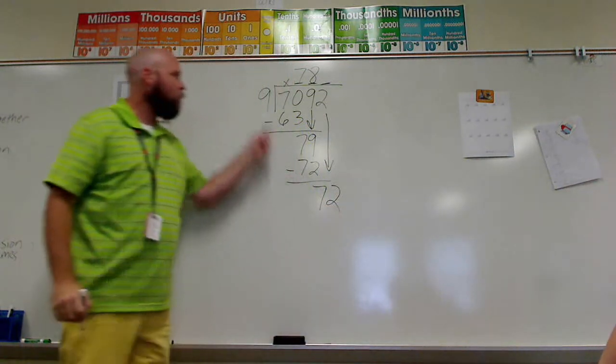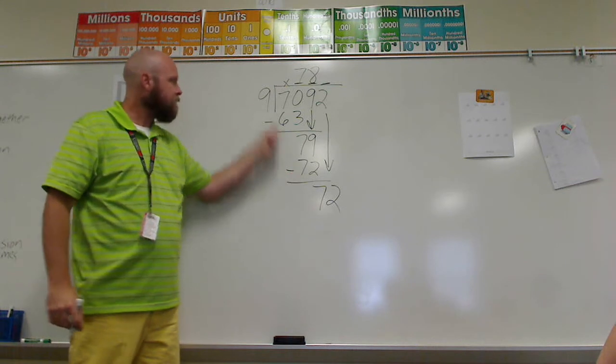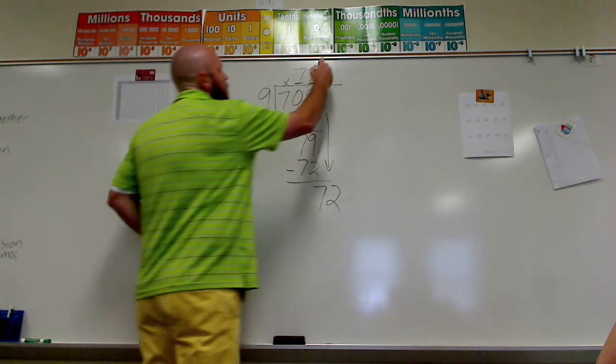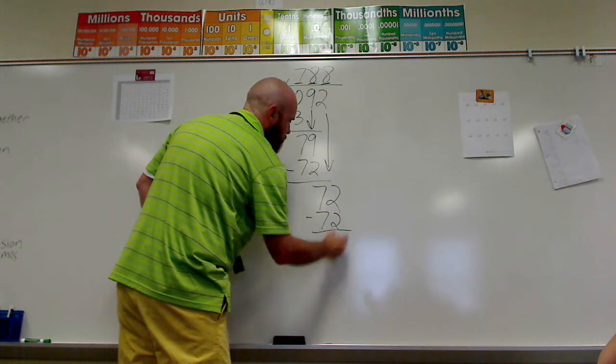Now I already know that 9 times 8 is 72 because I've already done it once. So 9 times 8 is 72. 8 needs to be up here, and I get 72. Subtract, 0.